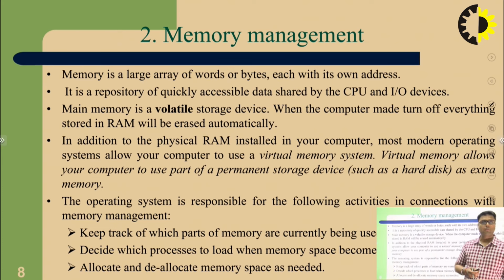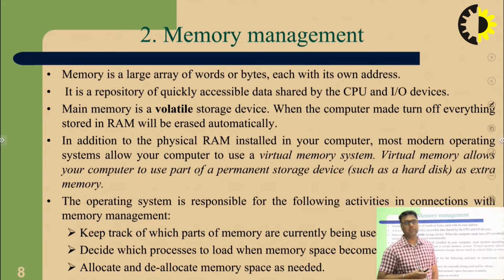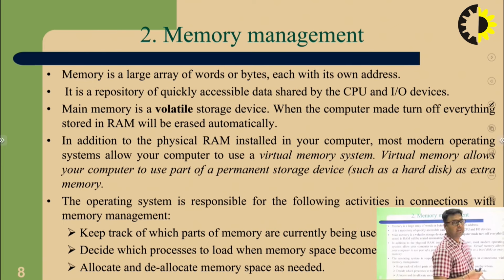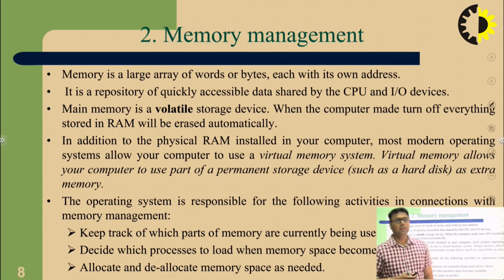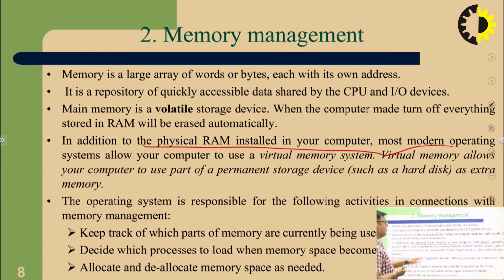Memory is a large array of words or bytes, each with its own address. It is a repository of quickly accessible data shared by the CPU and IO devices. Main memory is a volatile storage device. When the computer is turned off, everything stored in RAM will be erased automatically. In addition to the physical RAM installed in your computer, most modern operating systems use the virtual memory concept.